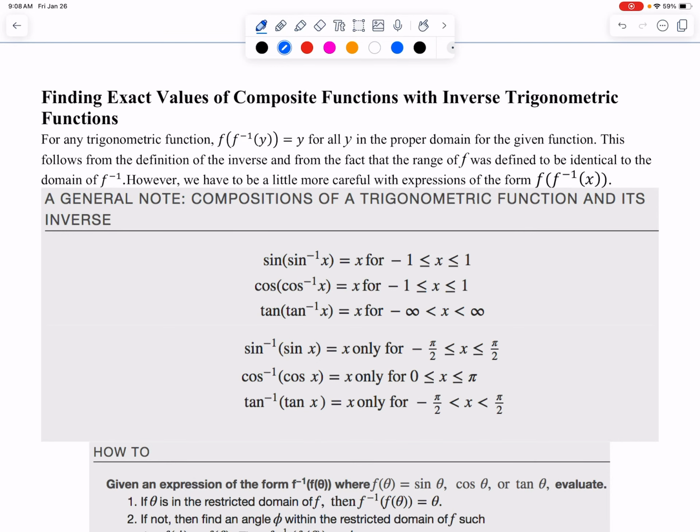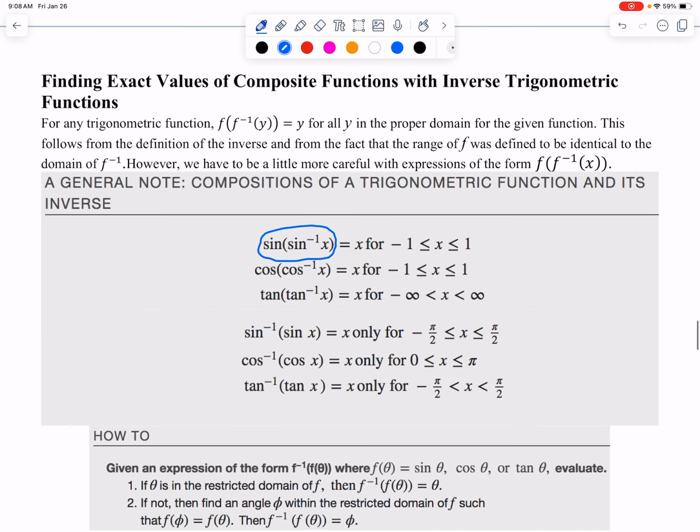In this video, we'll begin working on finding exact values of composite functions with inverse trig functions. Remember, composition functions are functions inside of functions. So look here. Notice that that inverse sine is inside the sine, right? I don't have sine x, inverse sine x. I have sine x, parentheses, with the inverse sine x inside of it.